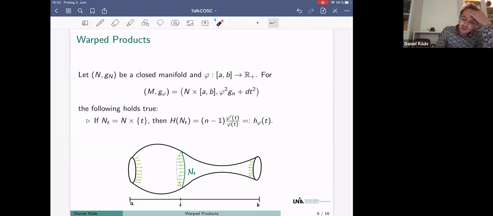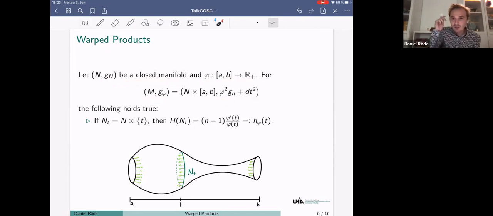So let me just remind you what warp products are. We start with a closed manifold with the metric g_N, and then you have some positive function. We always denote these warp products by M_g,phi. This is just N cross this interval, with this warp product metric.